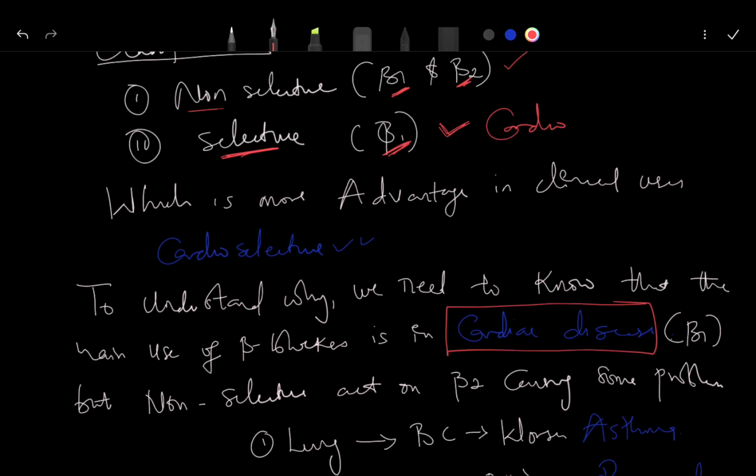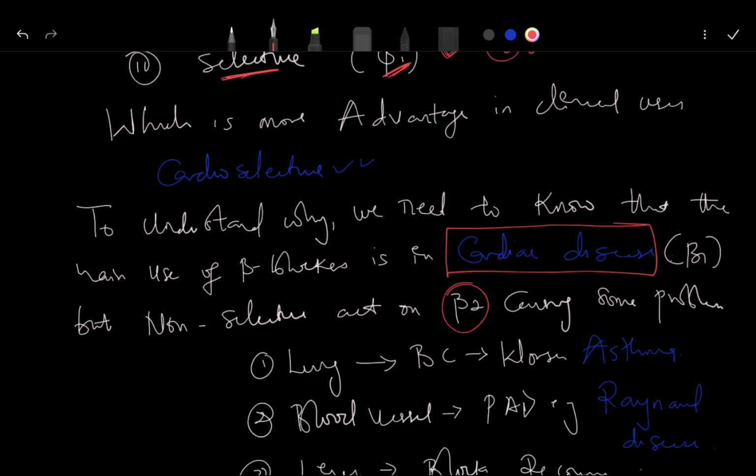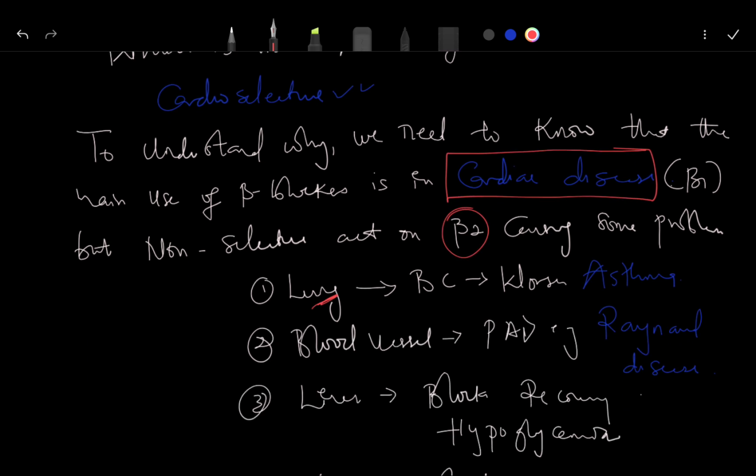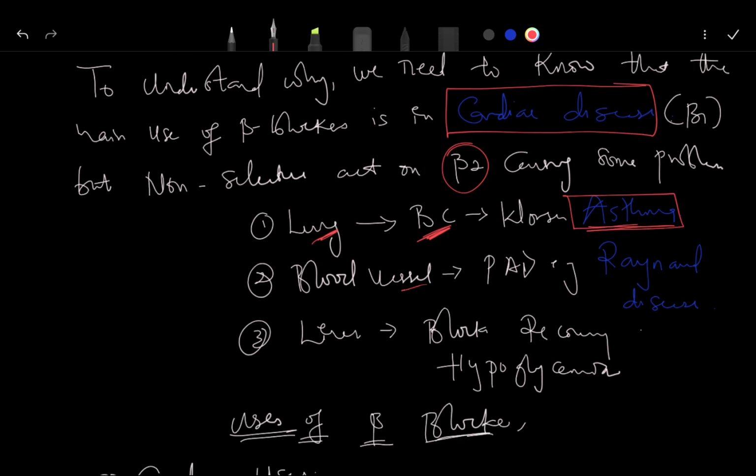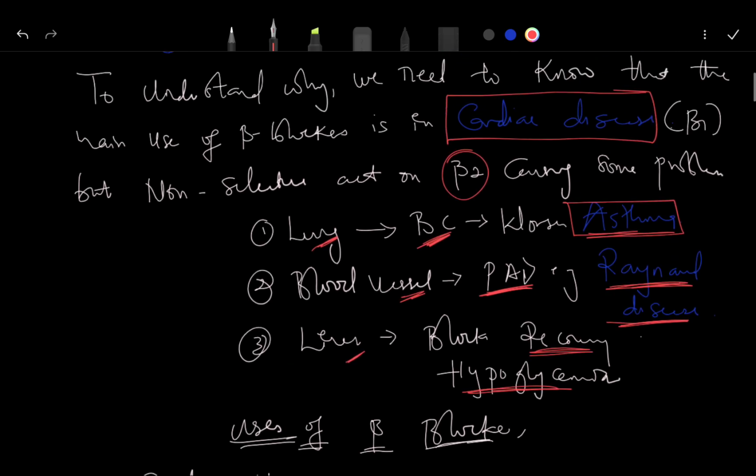Now, the non-selective ones have certain side effects because they also act on beta 2, and beta 2 is located in the lungs. When it acts on beta 2, it is going to cause bronchoconstriction, and this is going to worsen asthma. It will act on the blood vessels. It will cause peripheral arterial disease. This is going to worsen renal disease. Renal disease is an example of peripheral arterial disease. It will act on the liver, and this is going to block the recovery from hypoglycemia. So these are some of the limitations of the non-selective beta blockers.